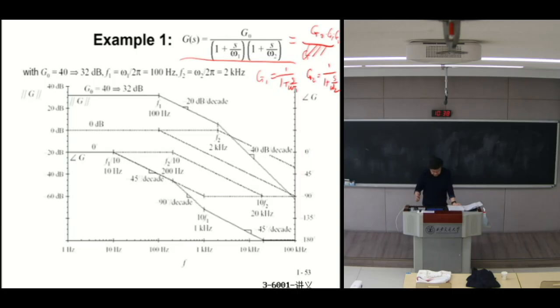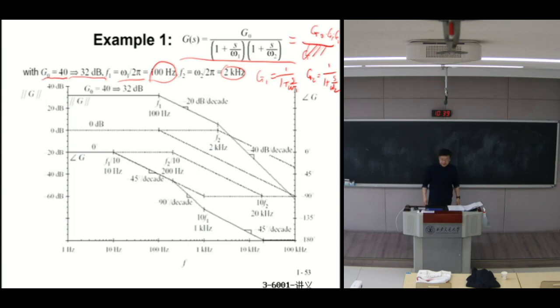So let's see, we have the parameters of omega 1 and omega 2. G0 is exactly equal to 40. 40 converted to decibels is 32 dB. You can calculate that: take the logarithm of 40 and multiply by 20, which gives 32 dB. And omega 1 divided by 2 pi gives you the normal frequency f1. That's 100 hertz. f1 is 100 hertz, f2 is 2 kilohertz.